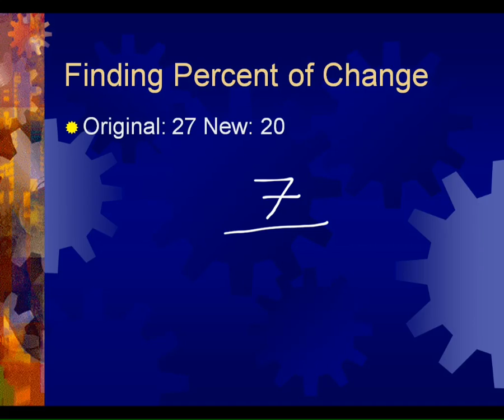And to find that percent, we take the amount it changed and divide it by the original amount. So you take 7 divided by 27. Point 2 5 9, and it continues, right? So remember, this is a decimal. How do you change the decimal to a percentage? Anybody remember how to do that?